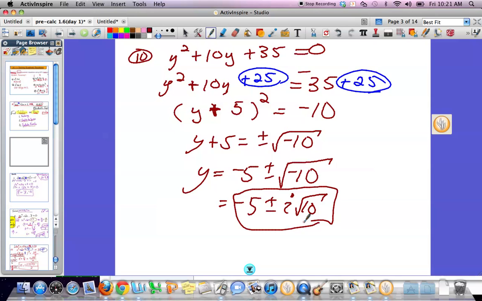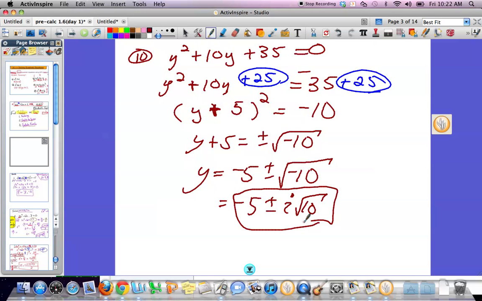So in other words, you couldn't factor this one even if you tried. You couldn't come up with two numbers you could multiply to get 35 and add to get 10. It's impossible. You get an imaginary answer. Next week when we learn about graphing these things, we'll talk about where this parabola would actually cross the x-axis, but right now we're not worried about it.